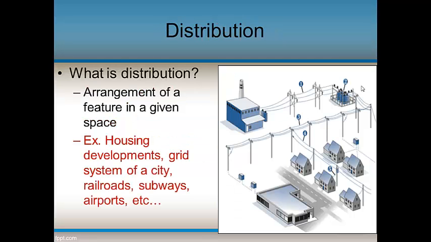Let's keep going here. So, distribution. What is distribution? It's the arrangement of a feature in a given space. That could be a house, a factory, railroad systems, or subways. It's all these different things and how they're arranged in a space. They could be close together or far apart, clustered or dispersed, or they just show up frequently in a given area. Let's say in a mile radius, or in a 10,000 kilometer radius, and so on.